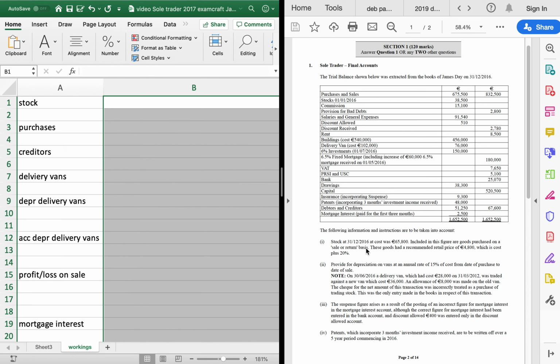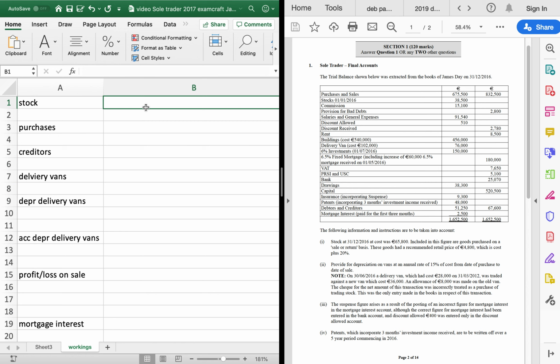So our stock working. That's our goods purchased on a sale or term basis. Now the accounting concept around it is the prudency concept, in that you shouldn't account for stuff on that basis until you bank the sale. So they should never include them if they're a sale or term basis. They shouldn't be included in sales. So this closing stock is 65.8.